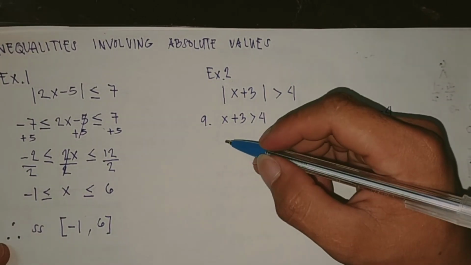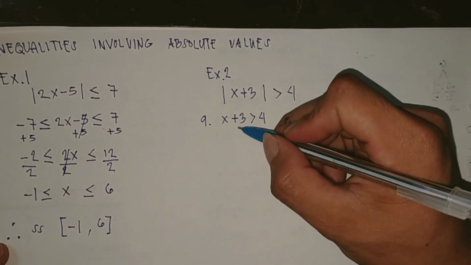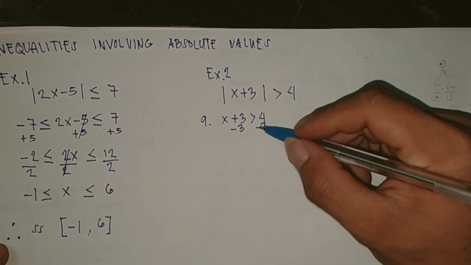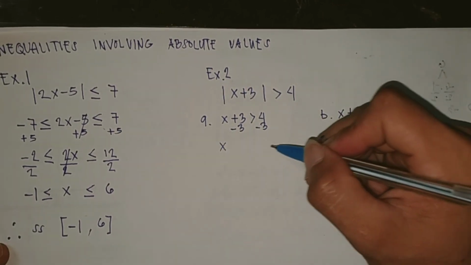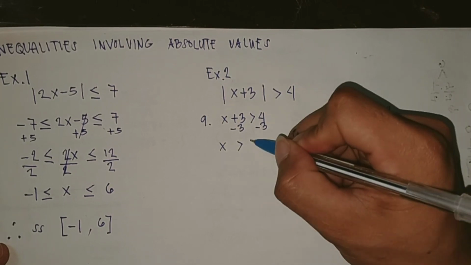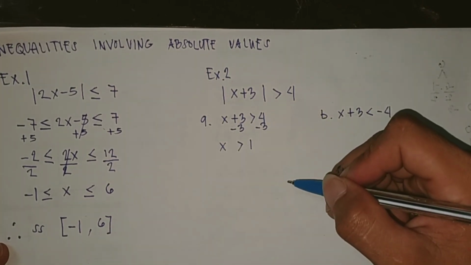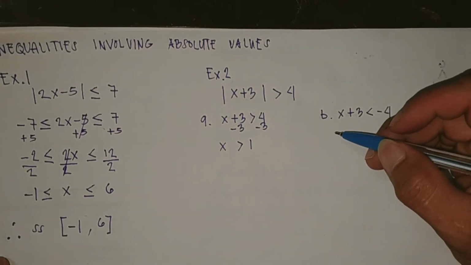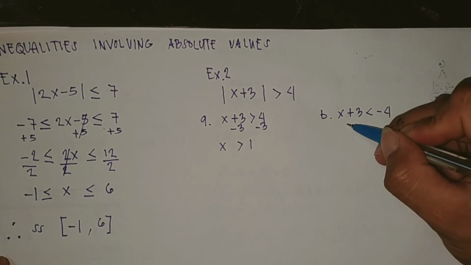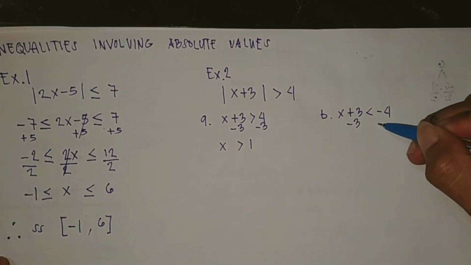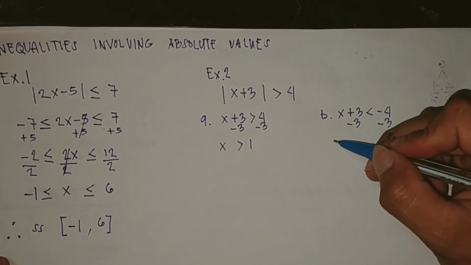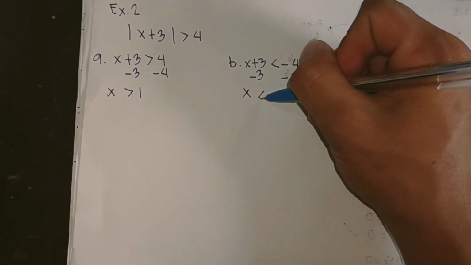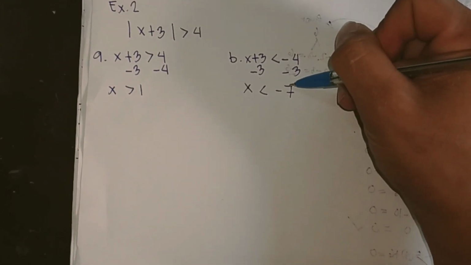Let's solve A first. We need to add negative 3 to both sides to cancel out positive 3, or just simply isolate the variable. And now we get x is greater than 1. Now let's solve B. We need to add negative 3 to both sides to cancel out positive 3. And now we have x is less than negative 7.